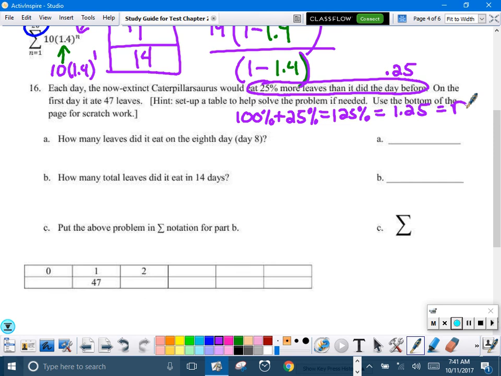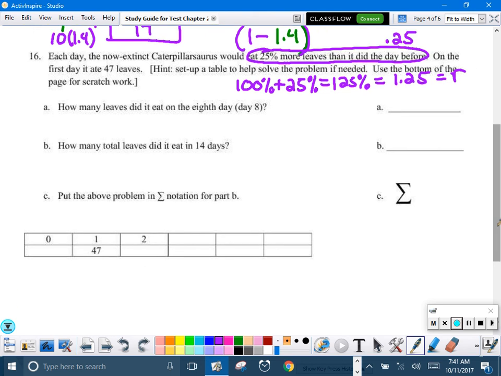So how many leaves did it eat on the 8th day? Well, first of all, we need to know our formula. So we're going to use the u sub n equals the u sub 0. Well, would it be the sub 0? Yes, we're going to use the u sub 0. So we're going to have to use the table here. Times r to the n power. All right, so if we did this, we're going to multiply by 1.25. So if we went forward and we took 47 times the 1.25, we get it ate 58.75 leaves on day 2.